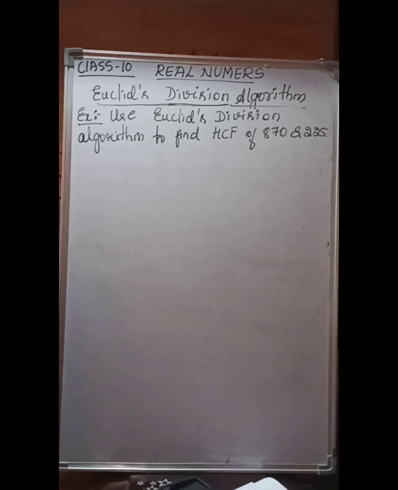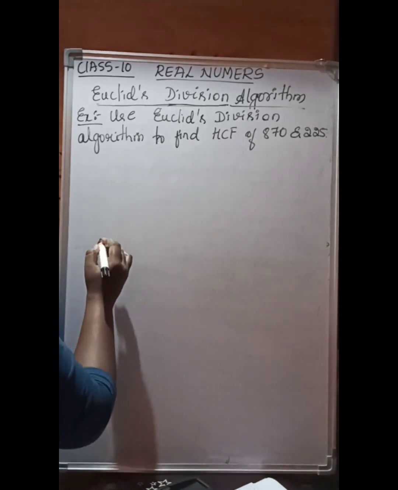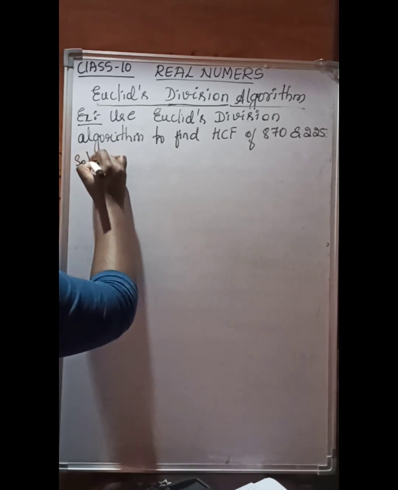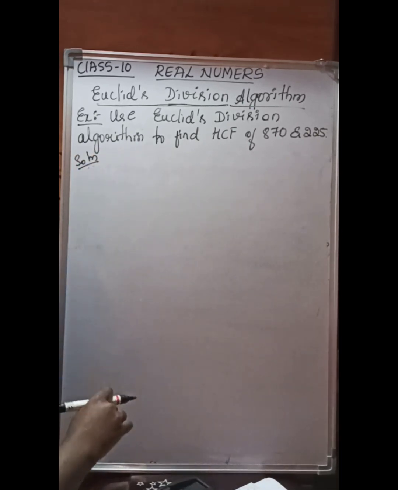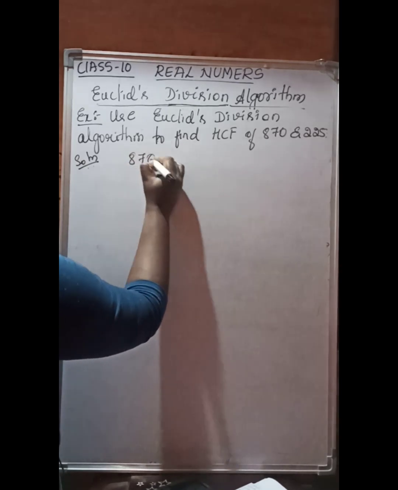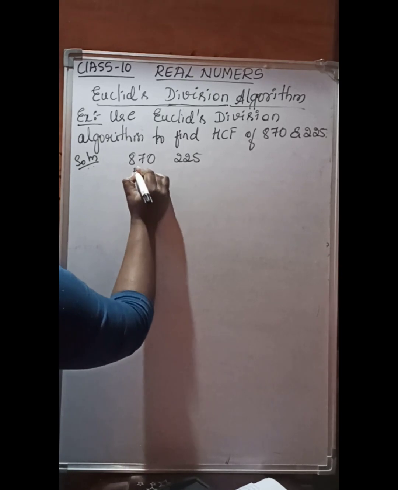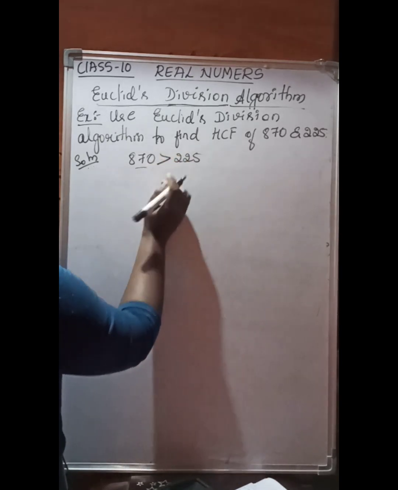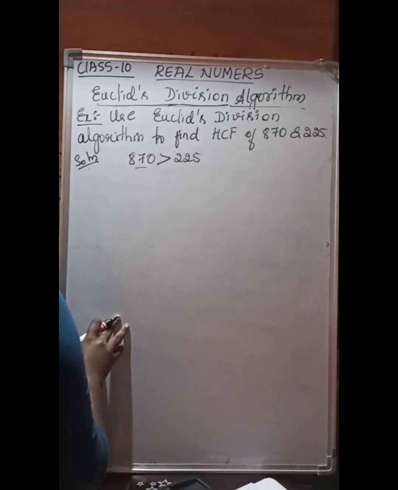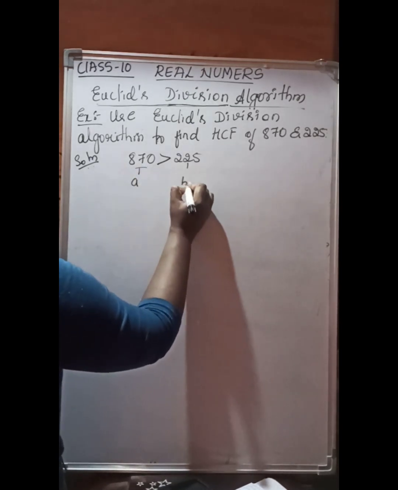First example: use Euclid's division algorithm to find the HCF of 870 and 225. These two are very large numbers, so let's see how to find the HCF of this. Now consider 870 and 225. Which is the largest one? 870, right? So 870 is greater than 225. Consider this as A and this as B.